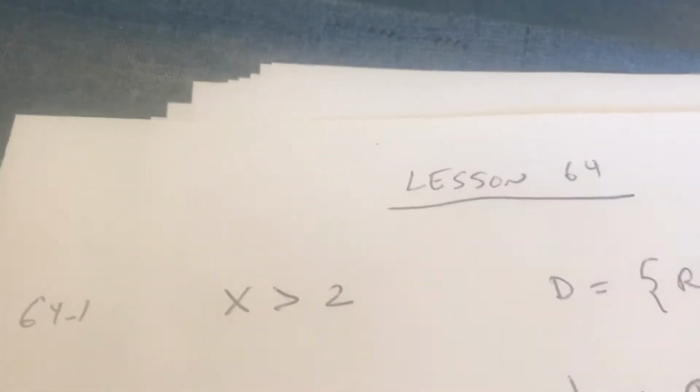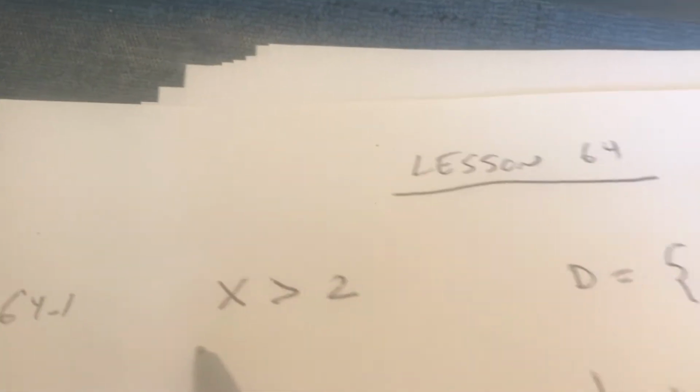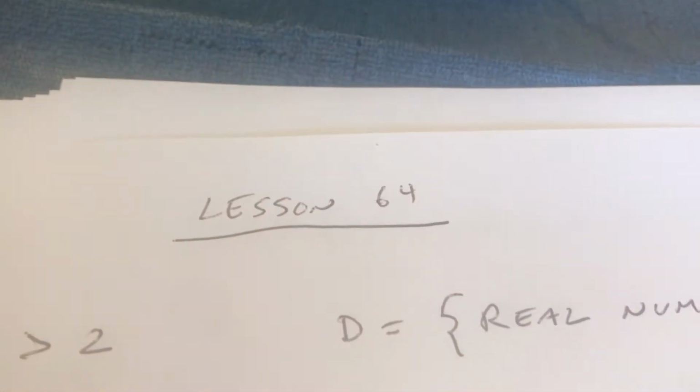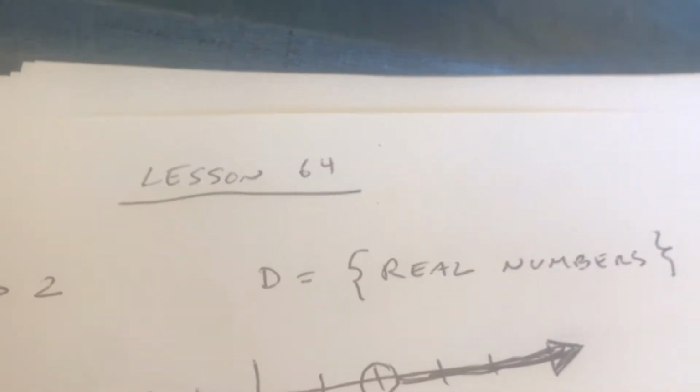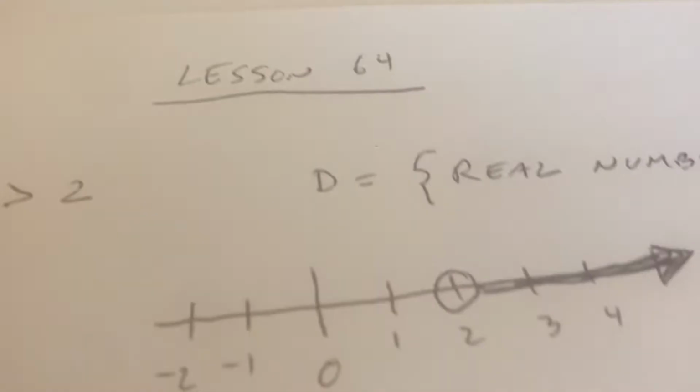Okay, lesson 64 is more on graphing inequalities. It says x is greater than 2 and the domain is real numbers. Well, real numbers are any number you can graph. Basically, they're all the numbers you know. So, what number is x greater than 2?